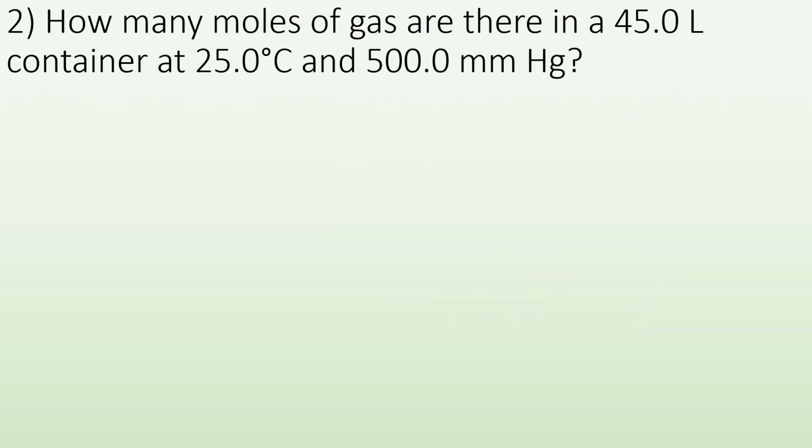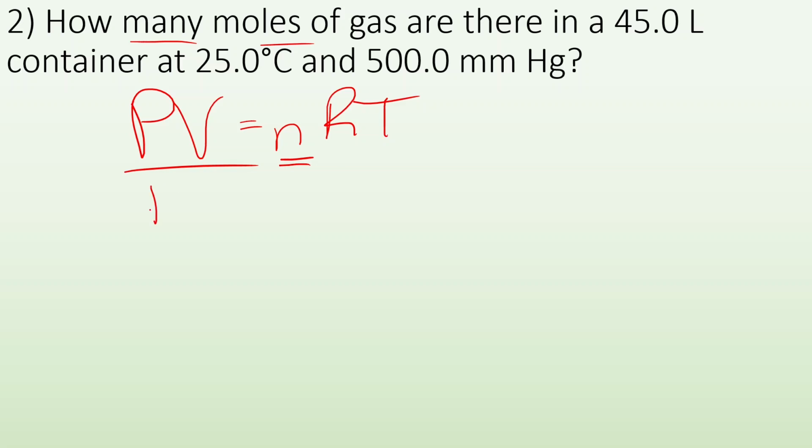All right, number 2, how many moles of gas are there in a 45.0 liter container at 25 degrees Celsius and 500 millimeters of mercury pressure? So again, we're going to start with PV equals nRT, and the question is, what are we solving for? How many moles? So we've got to get n by itself, divide each side by RT, cancels that on this side, and now I've got my moles. So now I can just plug and chug.